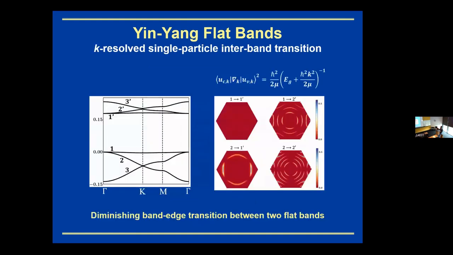And then we also want the band edge absorption to be small, because that can reduce the band edge hopping, reducing the polarizability or dielectric constant of a material. For the flat band, this hopping term is inversely proportional to mu, the effective mass. For a flat band, it has almost infinite effective mass. So this 1 to 1 bar transition is almost none, and the other transitions have finite absorption. So we have a diminishing band edge transition between two flat bands.